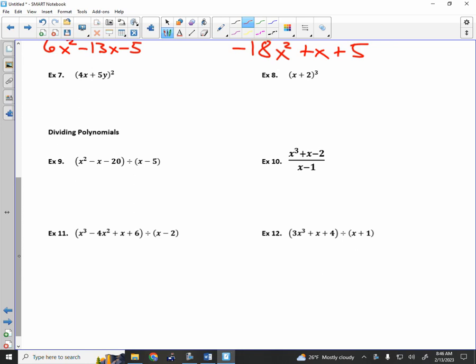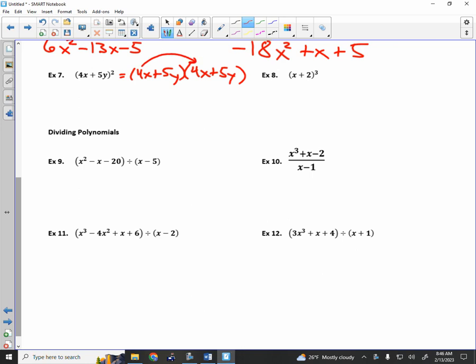It says to square each, and a lot of times people write 16x squared plus 25y squared. That is incorrect. Who can tell me why that's not right? Nobody? What does it mean to square something? Multiply by itself. So to square this means to take 4x plus 5y and multiply it by 4x plus 5y. That's what you have to do.